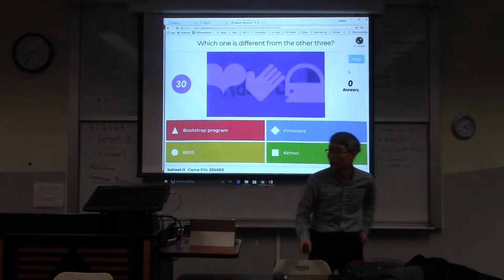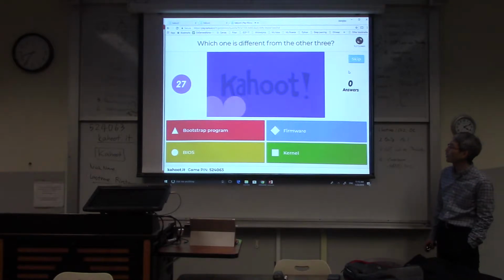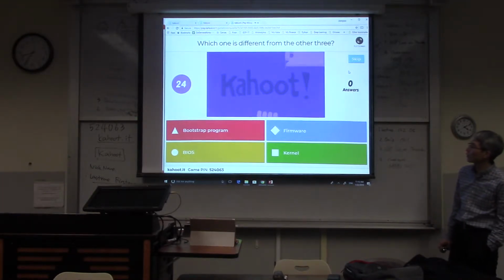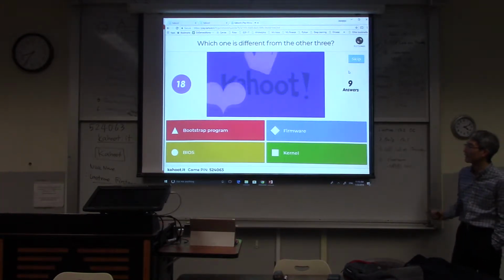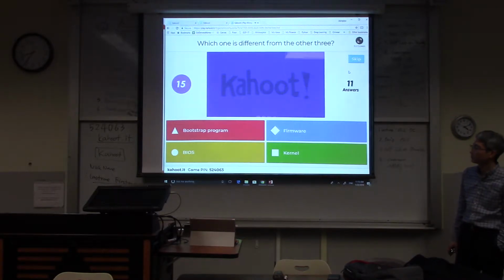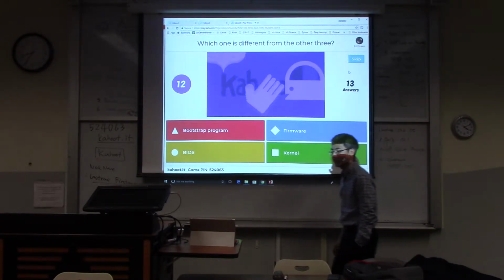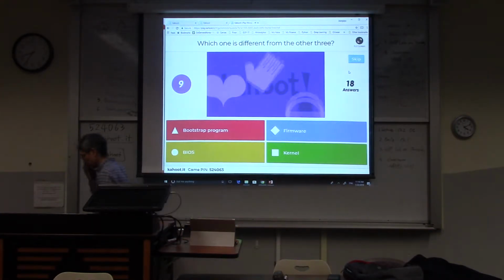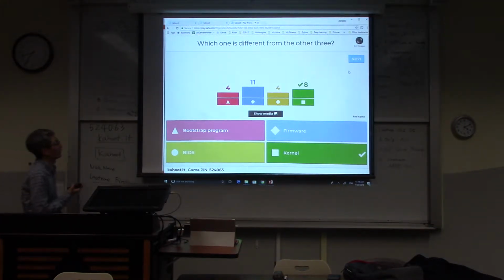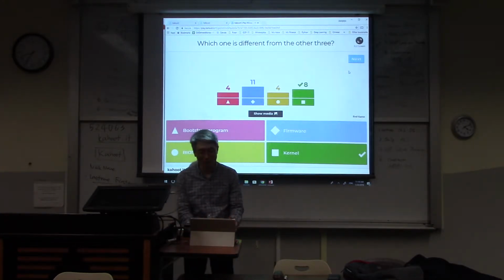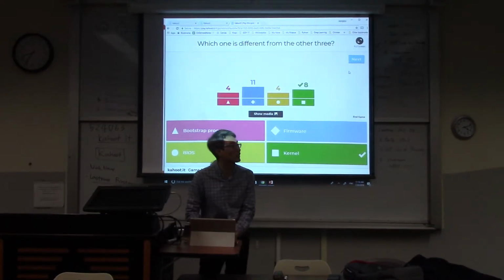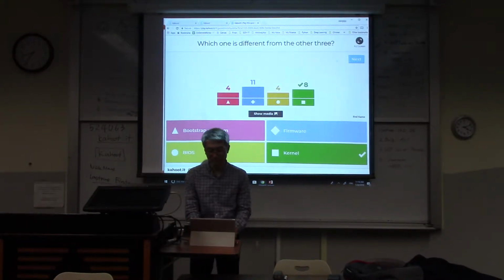So which one is different from the other? All of them have the same meaning except one, okay? It's almost the same question as the previous one. That is the kernel. The firmware, BIOS, and bootstrap program are embedded, part of the hardware, mostly the ROM, but the kernel is in the partition. Then that is the first process, the throttling of your operating system.